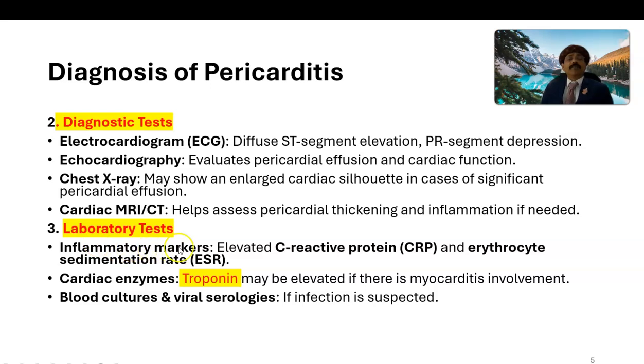Laboratory tests: inflammatory markers, elevated C-reactive protein, CRP, and ESR, that is erythrocyte sedimentation rate. Cardiac enzymes like troponin may be elevated if there is myocarditis involvement. So we know that the visceral layer of the serous pericardium, that is the epicardium, is just over the myocardium, the muscle layer. If the muscle of the heart wall is involved in the pericardial inflammation, then we will get a high troponin level. Blood culture and viral serologies if infection is suspected.